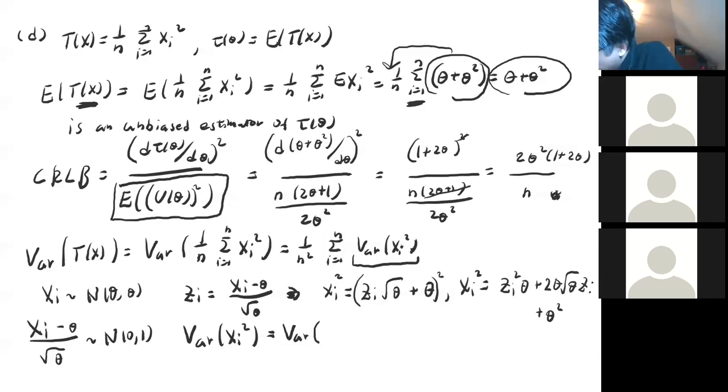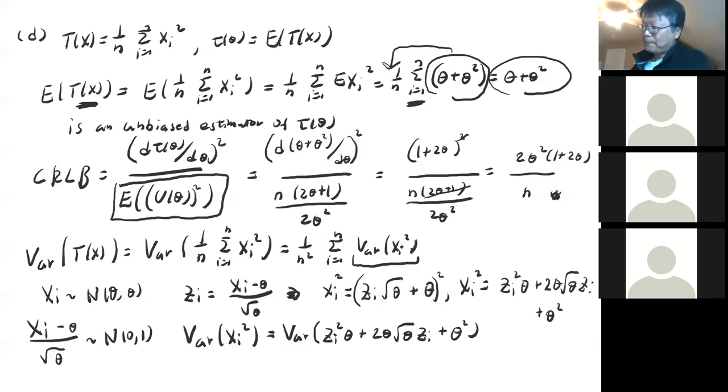So that means this is Zi squared theta, plus 2 theta square root of theta Zi, plus theta squared. Okay, I think I need to take something out. Maybe I can keep writing here, maybe you can still see. So that means this first term is theta squared times the variance of Zi squared.